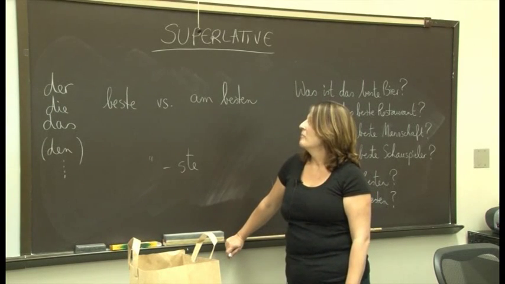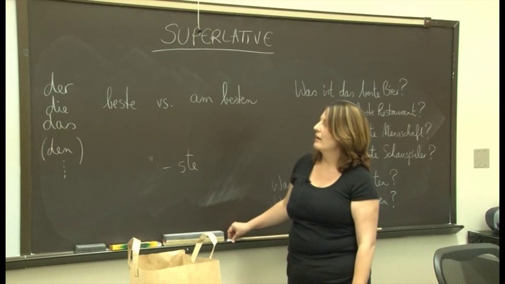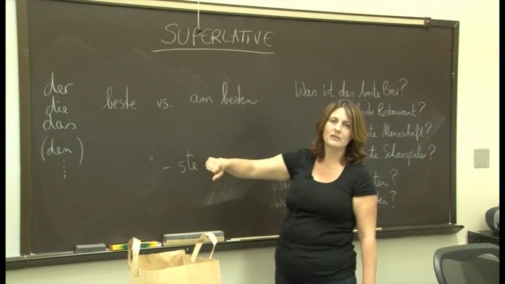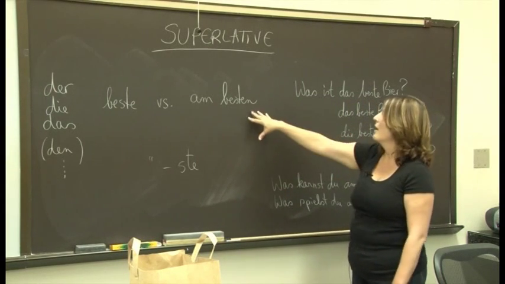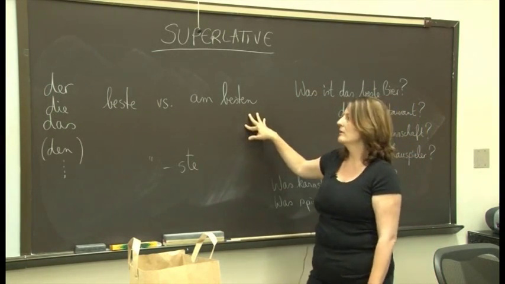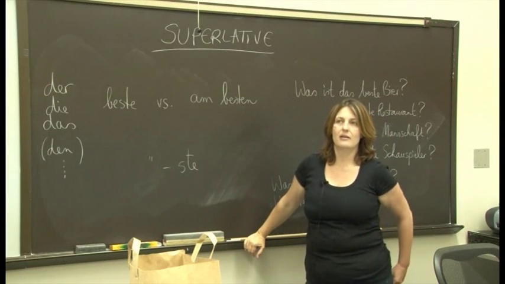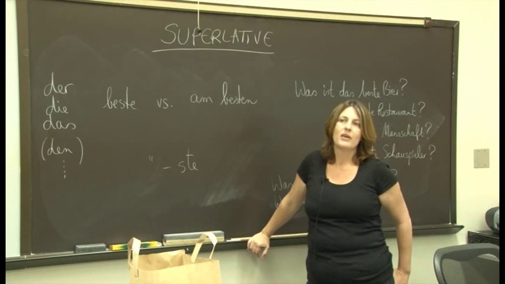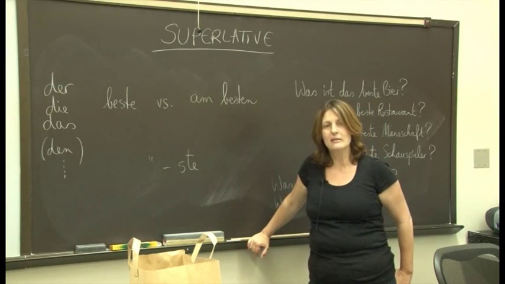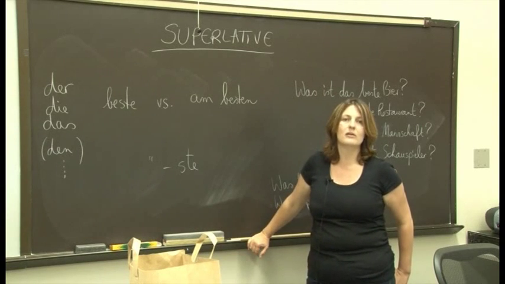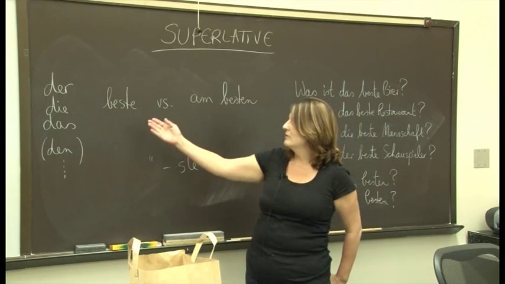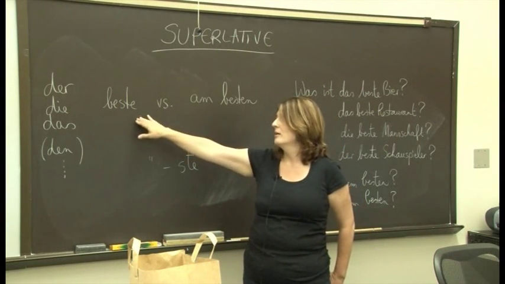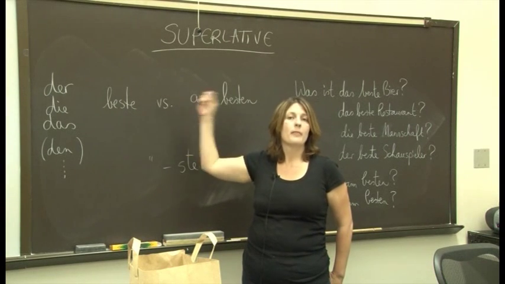Okay, good. But the thing we want to look at is when do we use der Beste, die Beste, das Beste, and when do we use am besten? I give you 2 examples. Ich bin die Älteste in meiner Familie. Ja? Die älteste Tochter. Ja? Und meine Schwester Angela ist die Jüngste in unserer Familie. Die jüngste Tochter. So we use der, die, das. We use the article when we actually use the adjective, no?